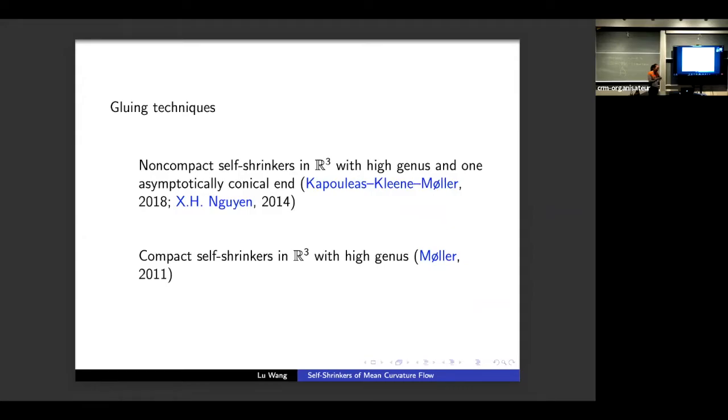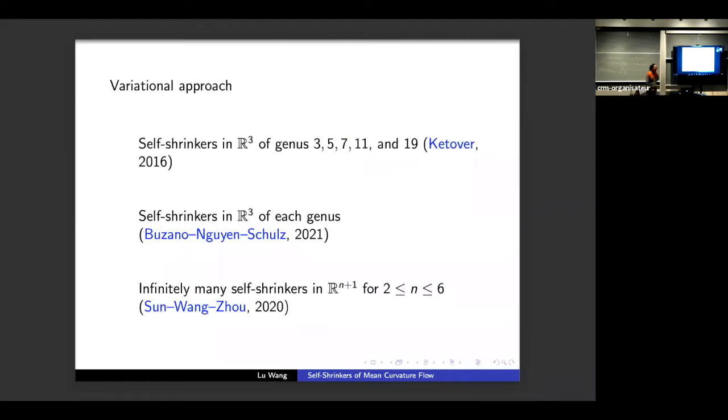I should say that this gluing technique result was proved by Kapouleas, Kleene, Møller, and independently Nguyen. Their work actually appeared at the same time. If you look at arXiv, but since the journals have different backlogs, the publication years are quite different.